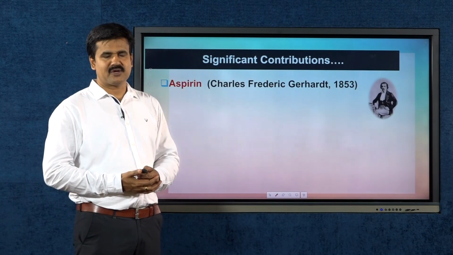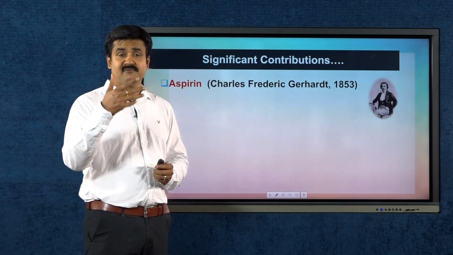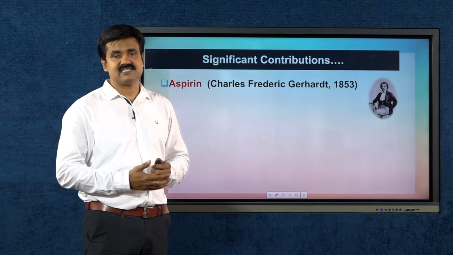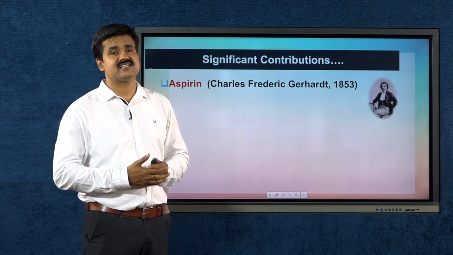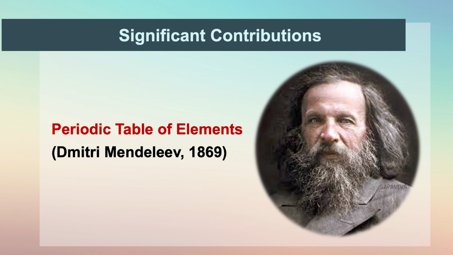Another significant contribution is the discovery of aspirin. You are very much familiar with the compound aspirin, which is used as an analgesic, which is nothing but acetylsalicylic acid. The discovery of aspirin was made by Charles Frederic Gerhardt in the year 1853. Another significant contribution is from Dmitri Ivanovich Mendeleev in 1869. He put forward the periodic table of elements.